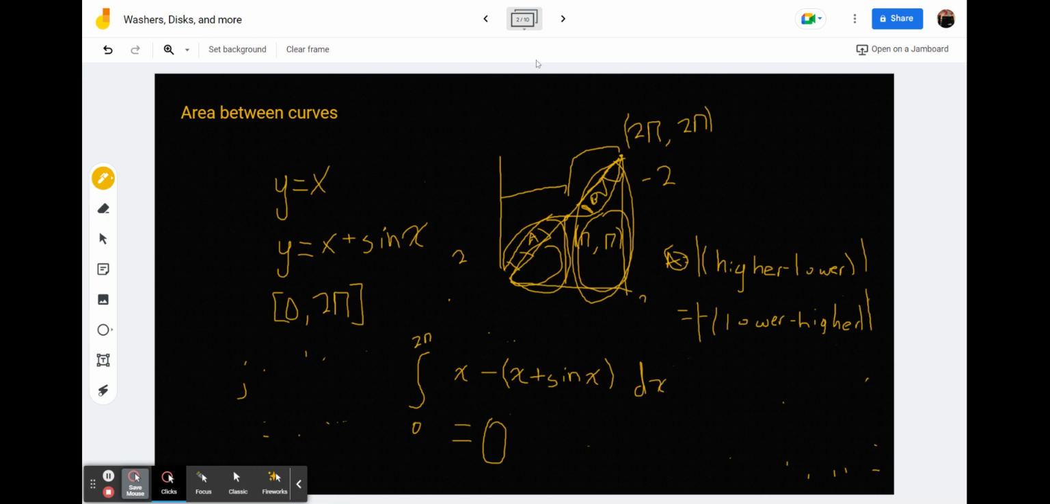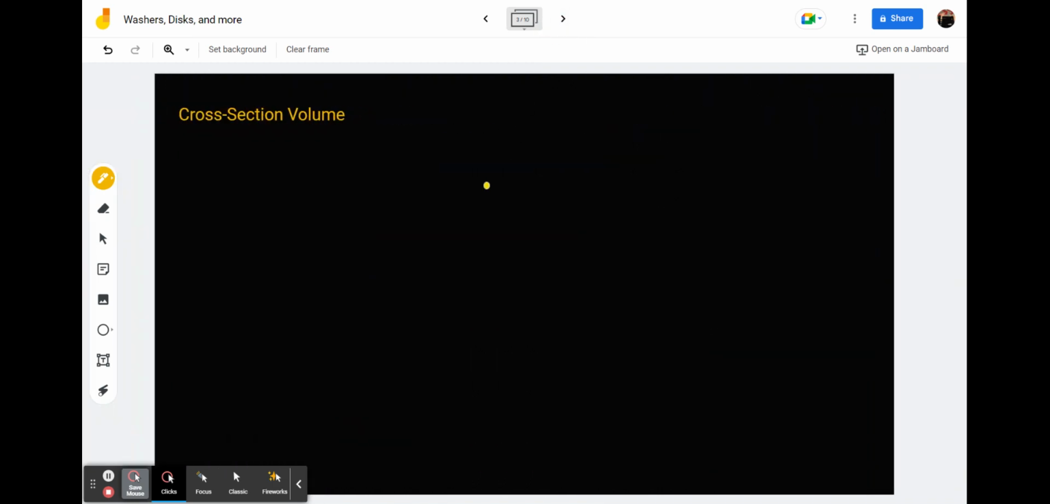So now that we've talked about area between the curves, we can talk about volume. The most basic type of volume is a volume of a cross-section. And what this means is that in the AP test, they're going to give you an area, and they'll tell you that a 3D shape is made by using a cross-section, and they'll ask you for the volume of this shape. Let's take a look at an example.